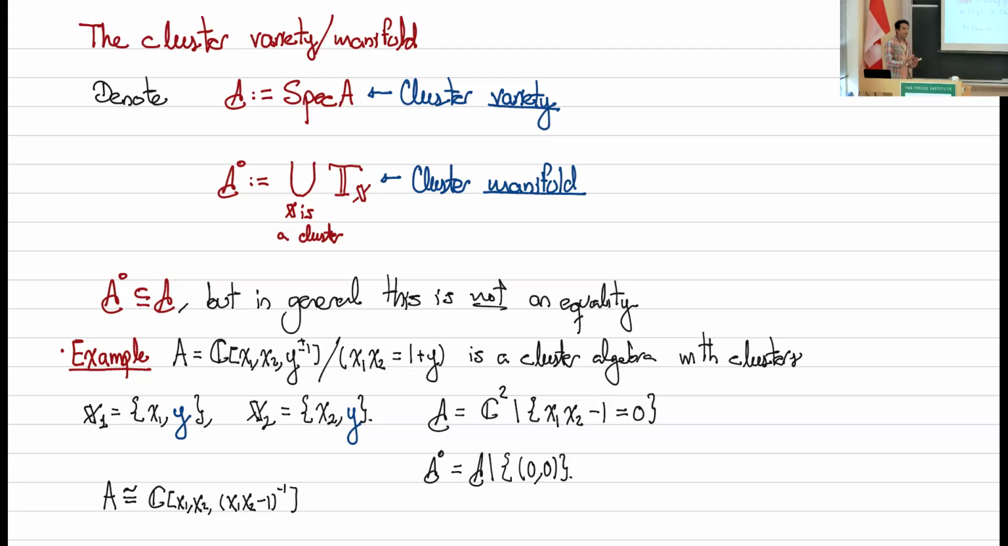Since I am saying that my frozen variables are invertible, this is the same thing as saying that x1 x2 minus 1 is non-zero. So in this case, the cluster variety is just C2 minus the hyperbola, x1 x2 minus 1 equal to 0. And the clusters, well, one of them is where x1 is non-zero. The other one is when x2 is non-zero, so you're missing the point (0, 0). So this is the simplest case where the cluster manifold does not equal the cluster variety.